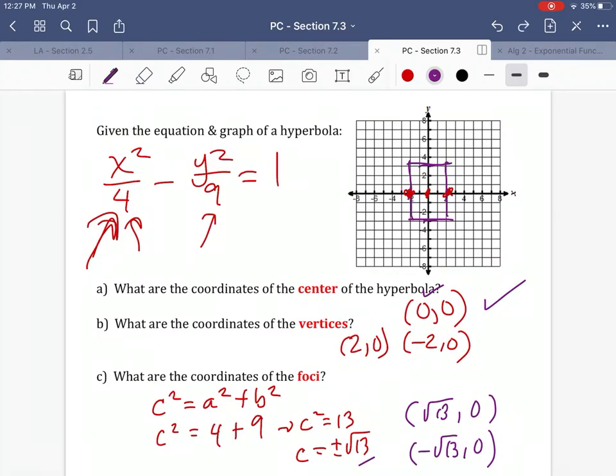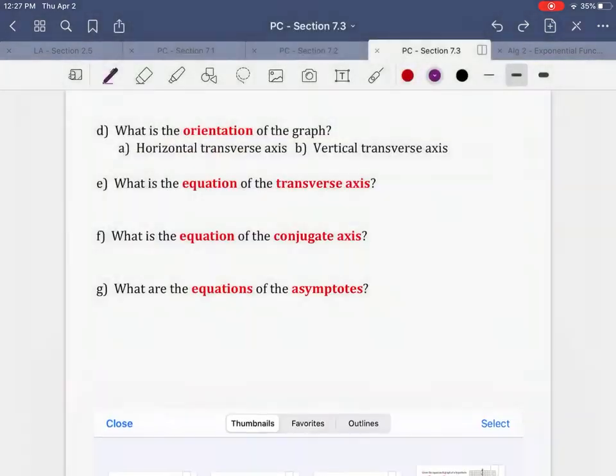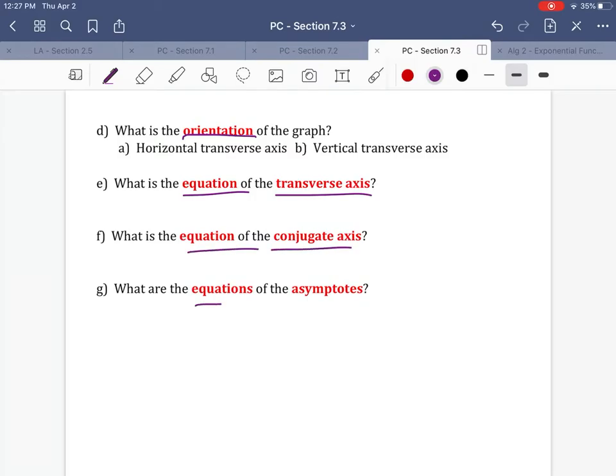All right, so my next part of my question is this. So again, on this next page, all you have to do is write orientation and equation and what I did in red of these things right here. So take a moment, pause, and do that.